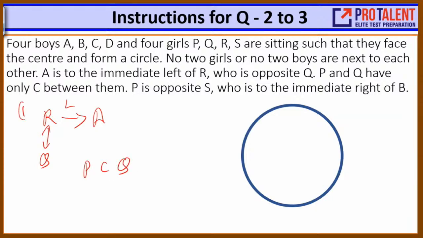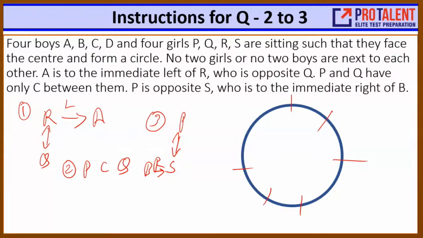So this is my point number 1. This is my point number 2: P and Q have only C between them. And the third point is that P is opposite to S. Who is to the immediate right of B? So B के immediate right में S is there, right? Fine. So there are 8 people: 1, 2, 3, 4, 5, 6, 7, 8.